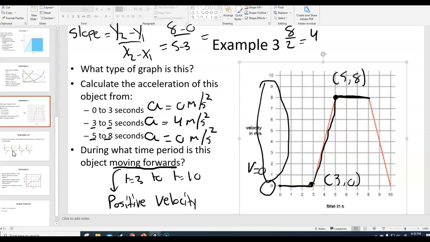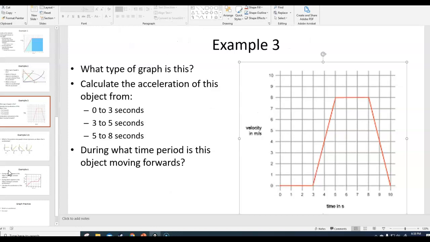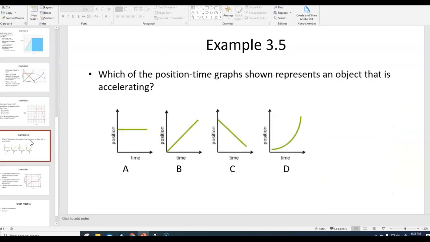Okay, so let's see if you can do the last 2 on your own. Pause it here if you need to finish writing this down. Take a look at example 3.5 and see if you can answer this on your own. Which of the position time graphs shown represents an object that is accelerating?